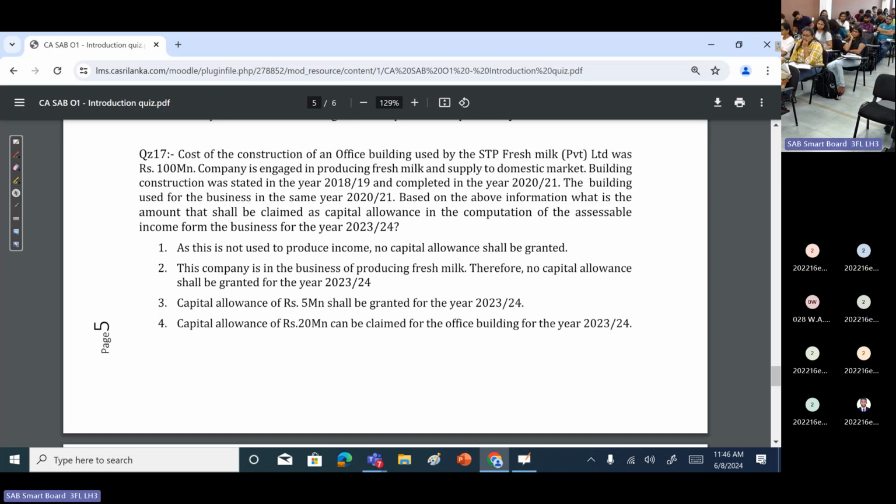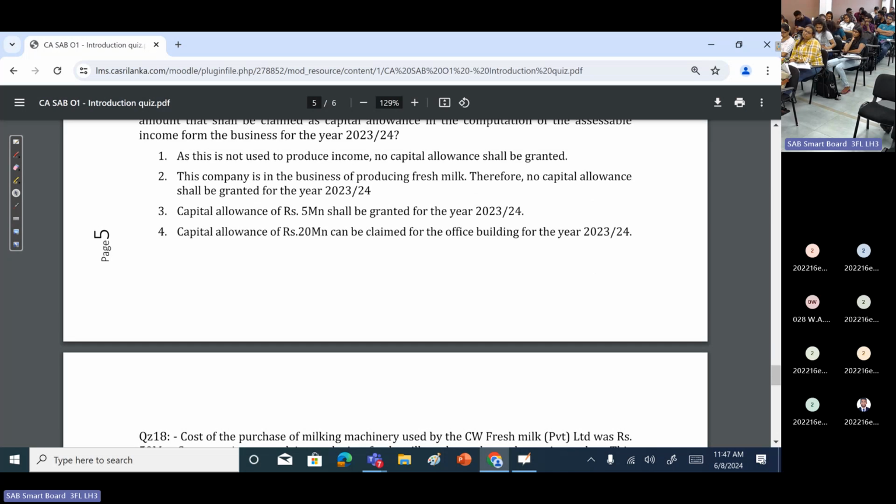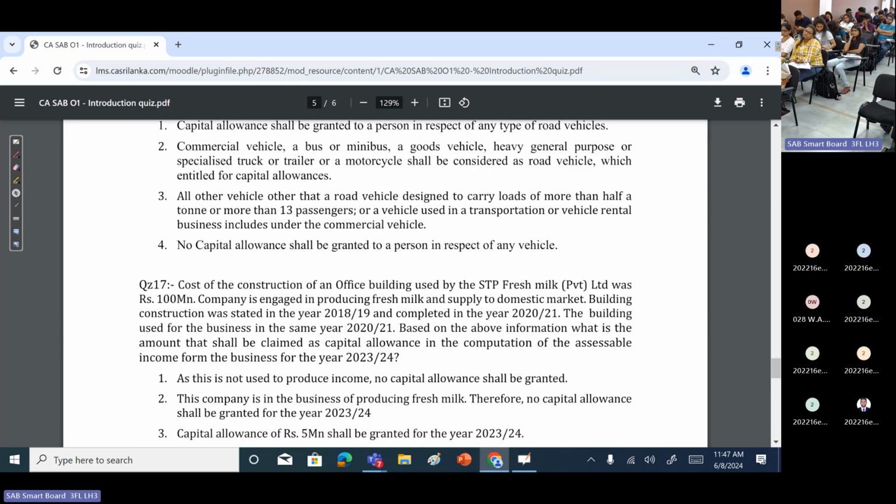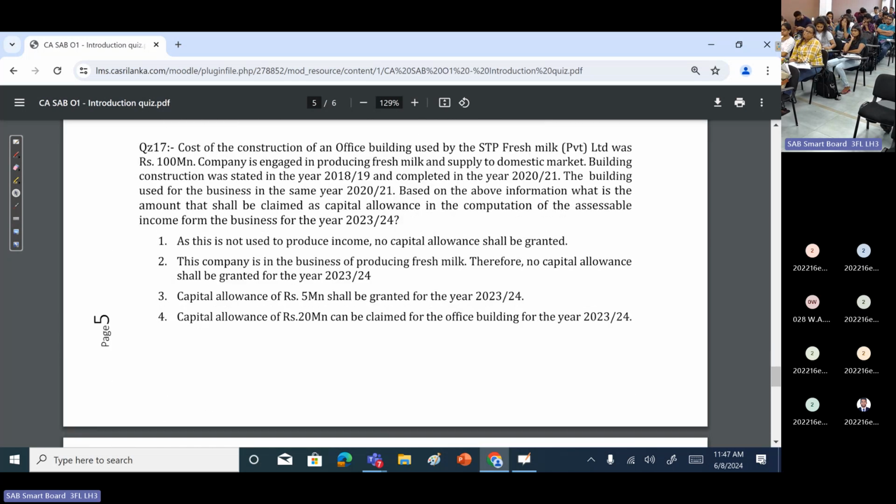How much we can claim? 5 million. Or below, this is building, right? Yes, that should be divided by 20. So then 5 million. This is correct. The building over a period of 20 years, right? This is not applicable for this one, but the manufacturing industry. This is only for machinery.